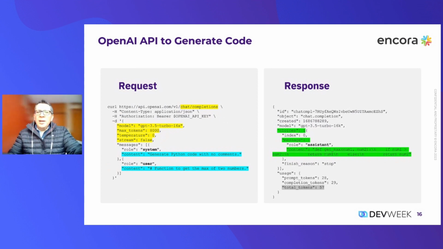Okay? Well, the response has many attributes, but the main one is choices, message, content. In the content you are going to receive the specific code. In this case we were asking the model to generate a Python function to get the max of 2 numbers. Here we have the Python function. Another important parameter in the response is the total tokens. In that parameter, we can know how many tokens have been interchanged in this interaction with the OpenAI API.